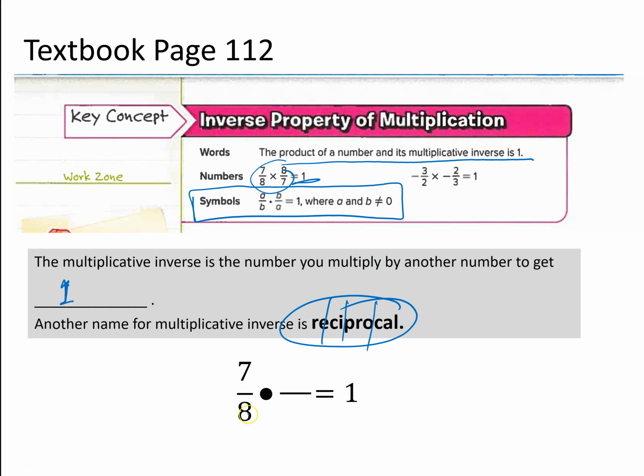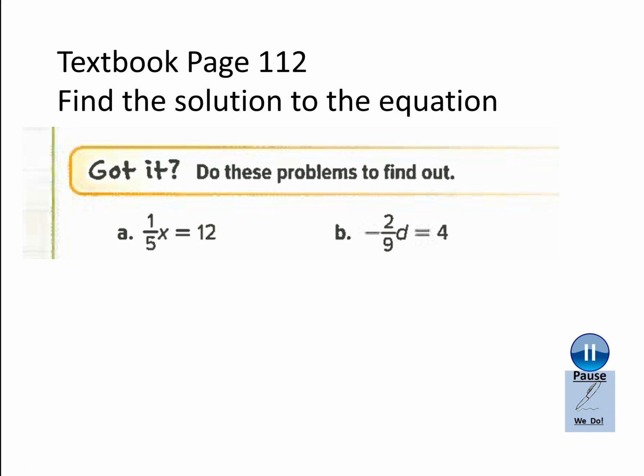Reciprocal. And the reciprocal, or multiplicative inverse, of 7/8 is 8 divided by 7. All right. So let's do a few together.